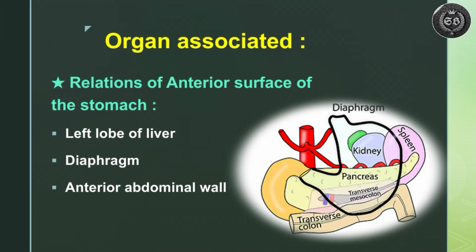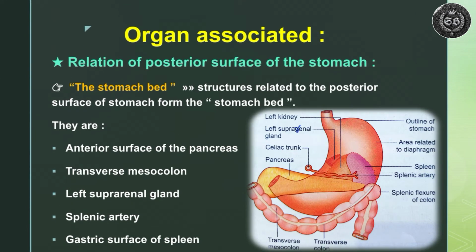Now, organ associated with the stomach. Relations of anterior surface of the stomach: left lobe of liver, diaphragm and anterior abdominal wall. Relation of posterior surface of the stomach. The stomach bed. Structures related to posterior surface of the stomach form the stomach bed. They are anterior surface of the pancreas, transverse mesocolon, left suprarenal gland, splenic artery and gastric surface of spleen. You can also see in this picture stomach bed is formed by all these structures.